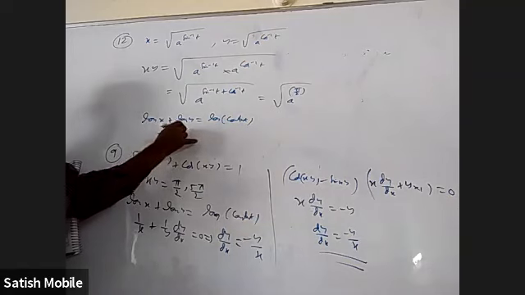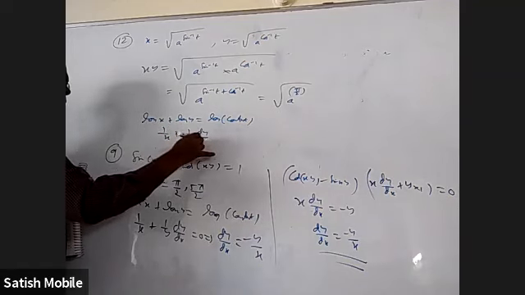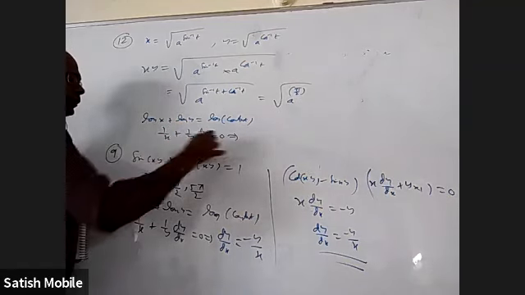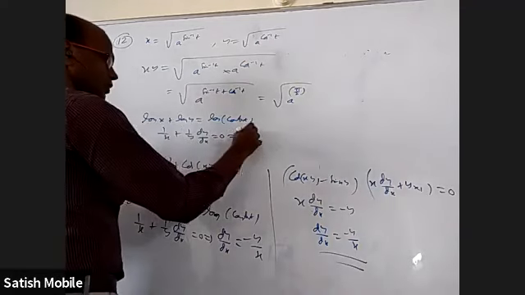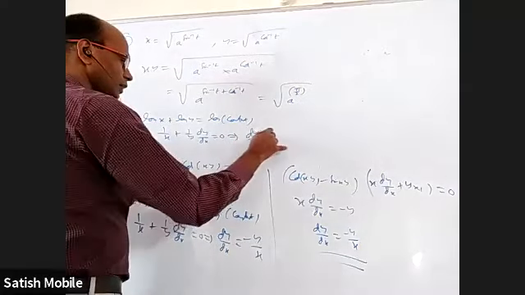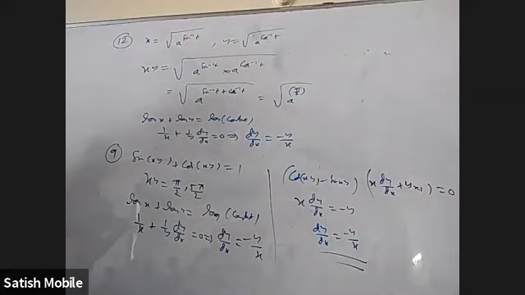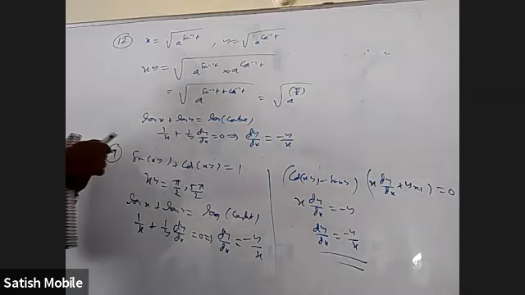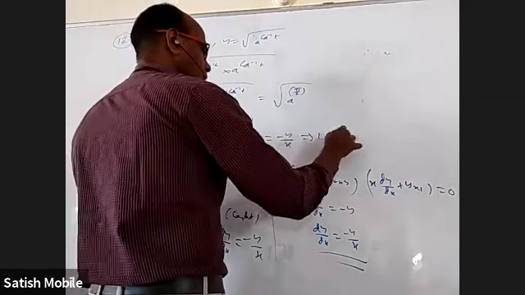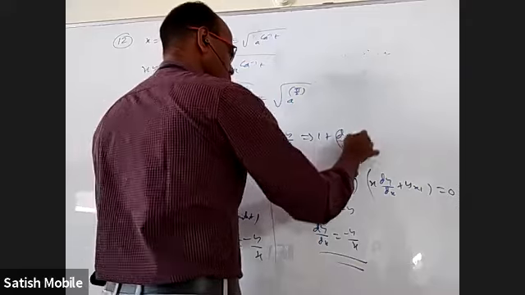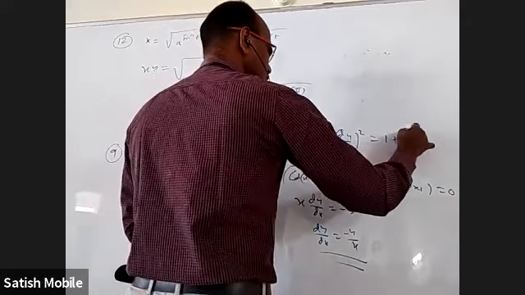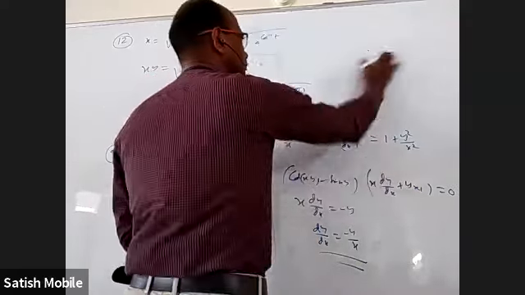Now differentiate: 1 by x, 1 by y into dy by dx equal to 0. Send this one here and this to the other side. Dy by dx is equal to minus y by x. But they wanted 1 plus dy by dx whole square. 1 plus dy by dx whole square is 1 plus y square by x square.